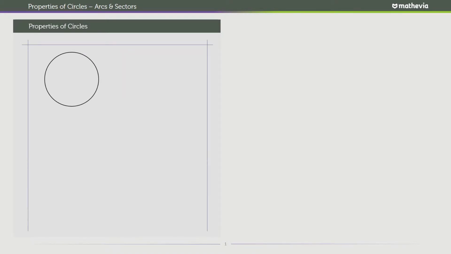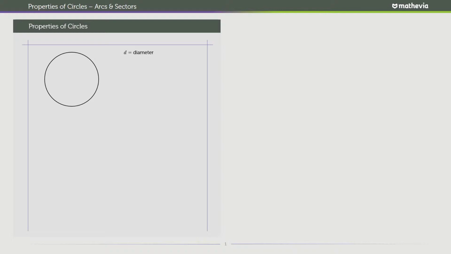Properties of circles. So we have this circle, and we're going to label the circle. There are different, very important parts of the circle, and we're going to talk about those parts now. We start off with the first one, diameter.